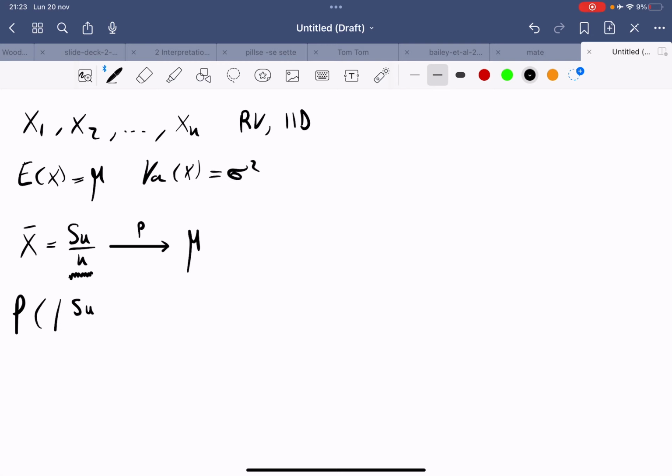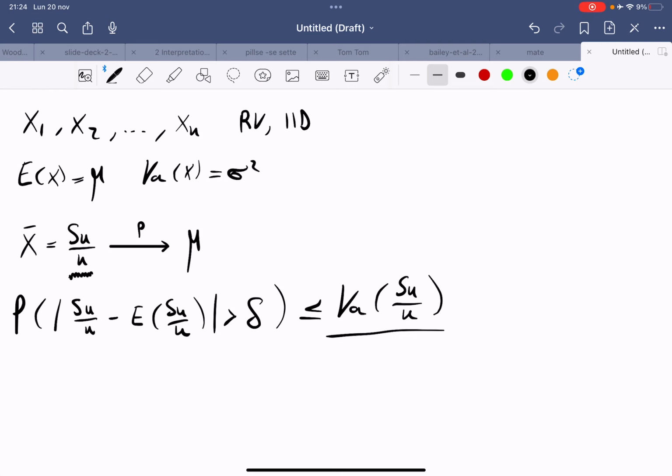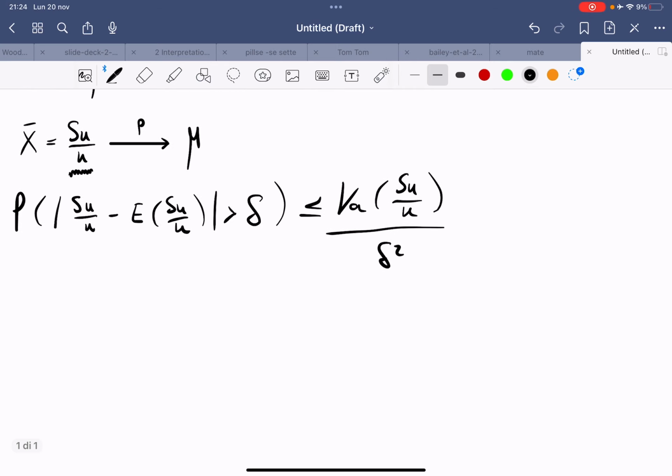So we calculate the probability that the absolute value of the sum divided by n minus the expected value of the sum divided by n is larger than delta, then this will be smaller or equal to the variance of the sum divided by n, divided by delta squared. So what are we going to do? First of all, we have to compute the expected value of the summation divided by n, and then compute the variance of the sum divided by the number of observations.